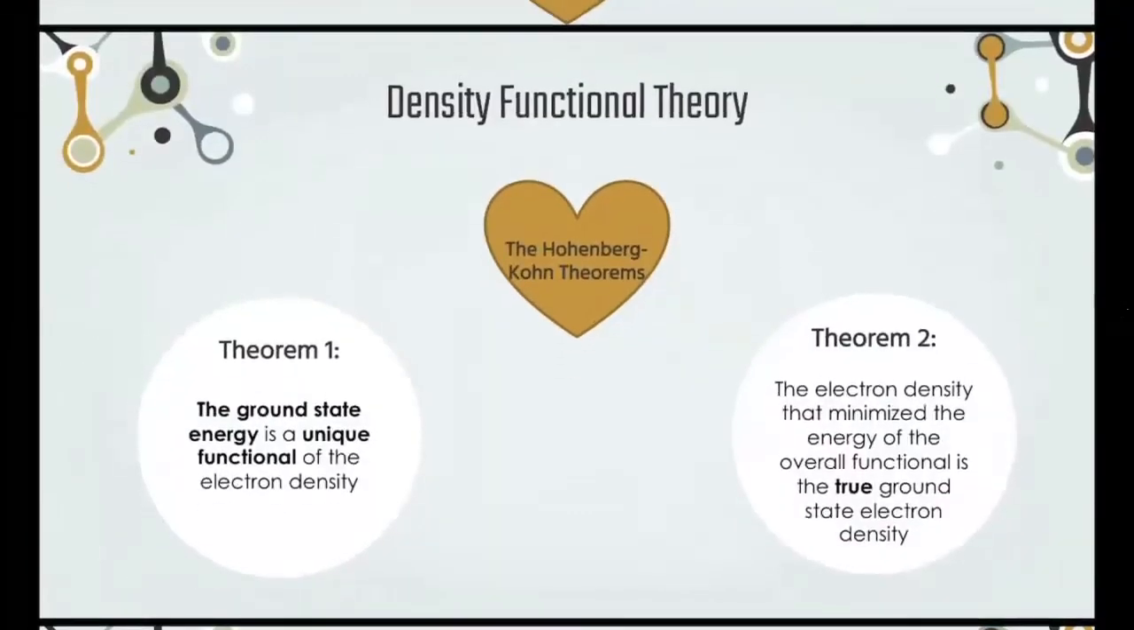So the theorems are, the first one is that the ground state energy, which is what we're looking for. You always want to find the ground state energy because with that you can do all of the other calculations. It is a unique functional of the electron density. So it creates a relationship between these two things. And the second theorem says that the electron density that minimizes the energy of the overall functional is the true ground state of the electron density that we're looking at.